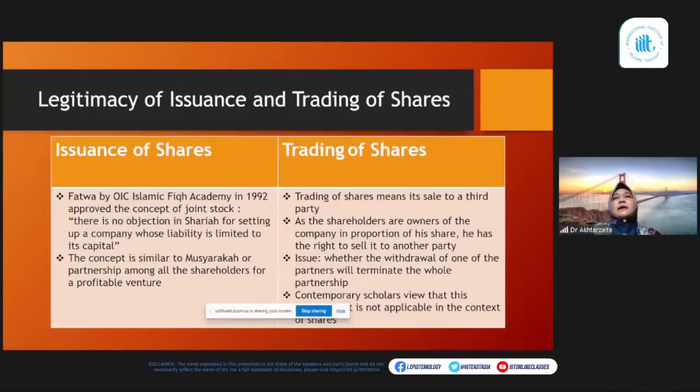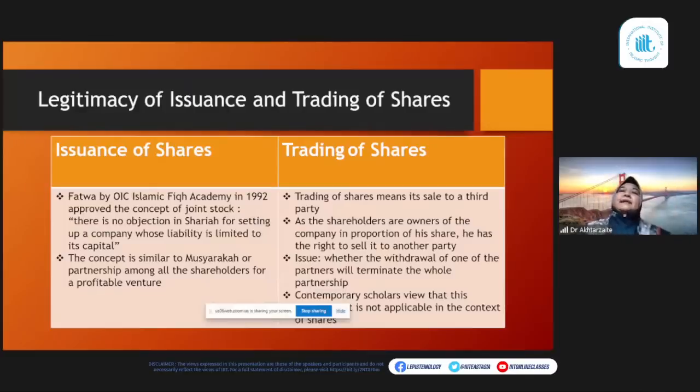The concept is similar to musyarakah because everyone is combining their capital in order to set up a company. So it is a kind of musyarakah, even though it is in the modern form, or a partnership among all the shareholders for a profitable venture. Basically, shares here mean ordinary shares. Ordinary shares are permissible, and it can be said that it is actually by ittifaq, or agreement of the majority of the scholars. Later on it also became a fatwa which has been applied by all the Muslims all over the world. So basically, ordinary shares are permissible.